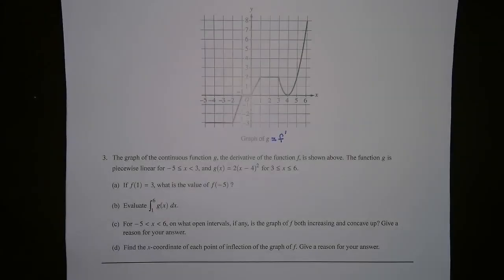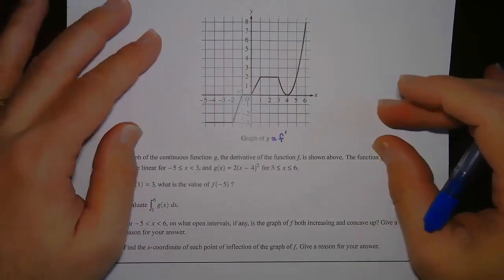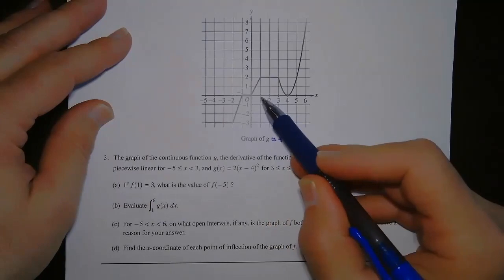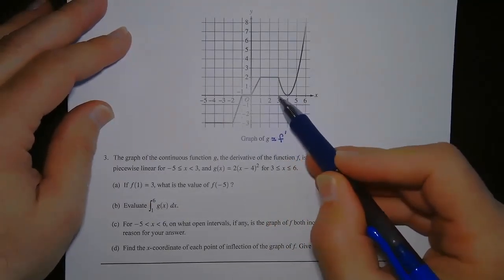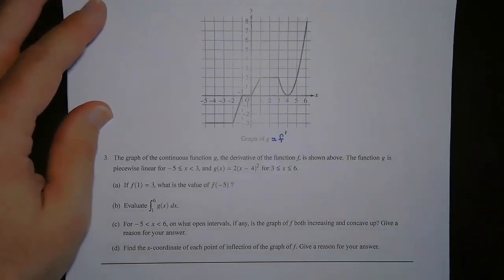So for part B, we want to evaluate the integral from 1 to 6 of g of x dx. And what we're going to have to do is break this up, from 1 to 3, because that's one function, and then from 3 to 6. So we're going to have to break this one up, okay? So we'll go to our paper and we'll do that.